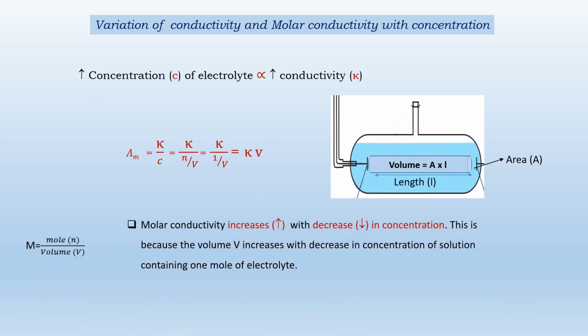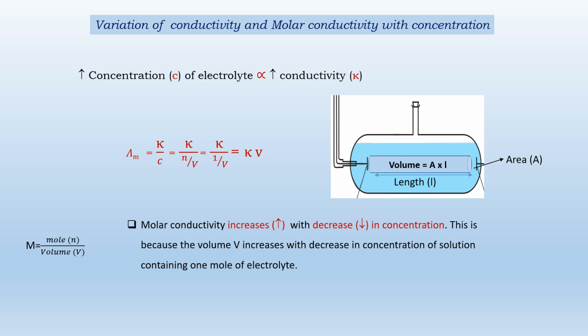Variation of conductivity and molar conductivity. We have seen many times that conductivity depends on the concentration of electrolyte. That is, it is directly proportional to the concentration. If you increase the concentration of electrolyte, then the conductivity will also increase. Okay, what about the molar conductivity, lambda m?